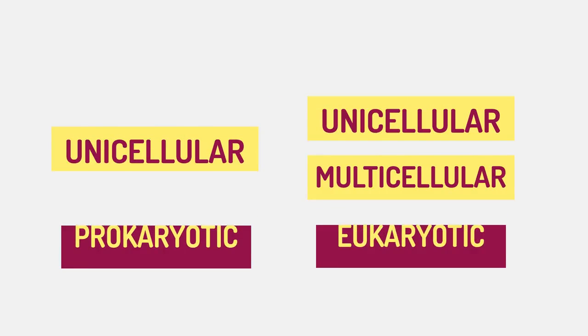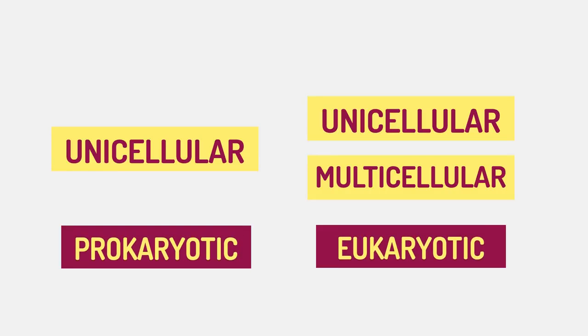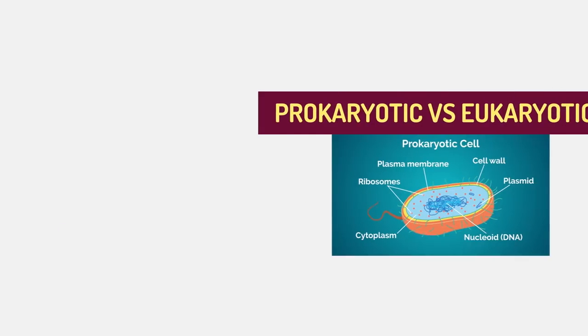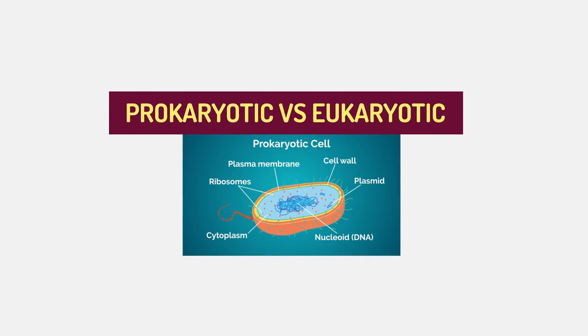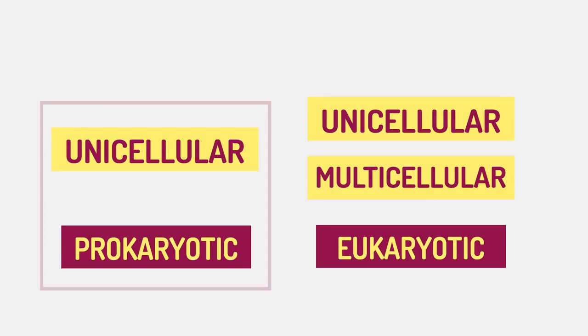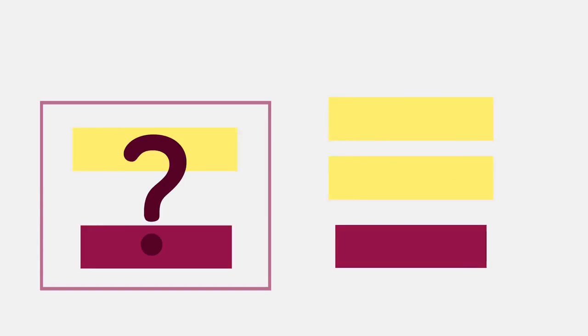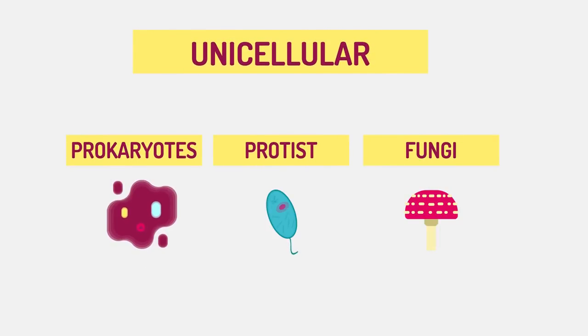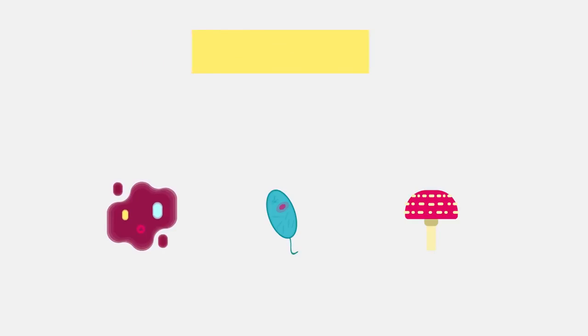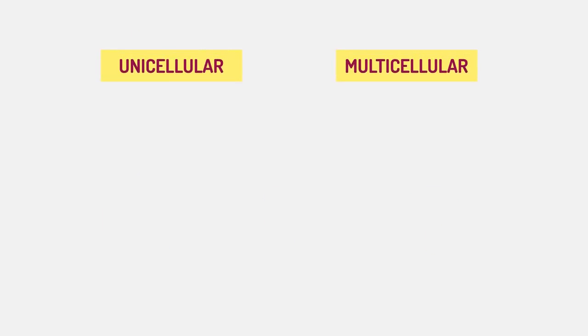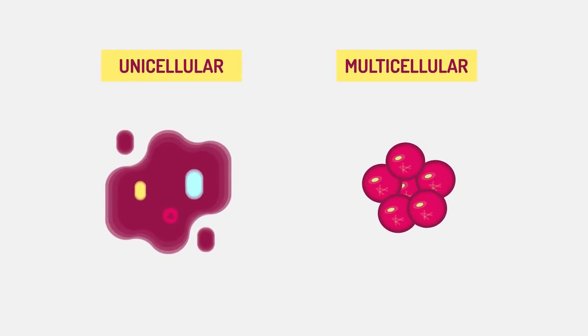All prokaryotes are unicellular. Eukaryotes can be uni or multicellular organisms. We look at the difference between pro and eukaryotes in this video, and we'll discover why the statement that all prokaryotes are unicellular is contended by some scientists, as well as prokaryotes. Most protists and some fungi like yeast are also unicellular. So there we have unicellular and multicellular organisms.